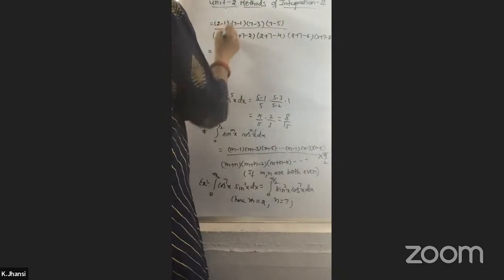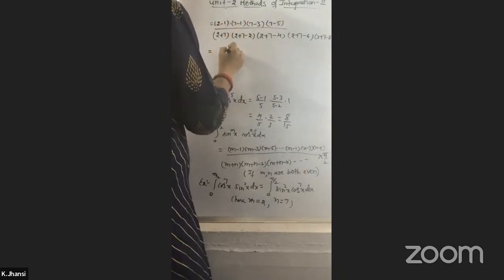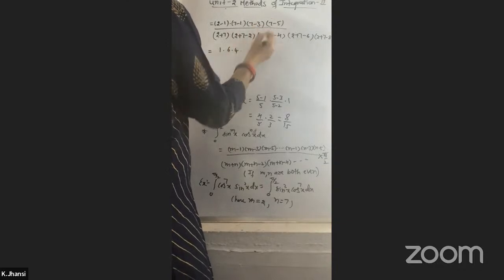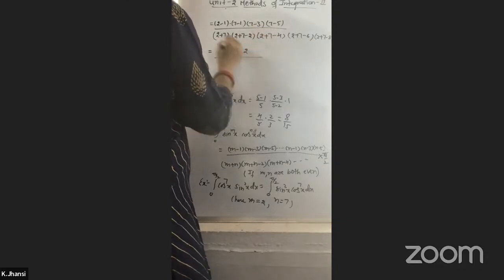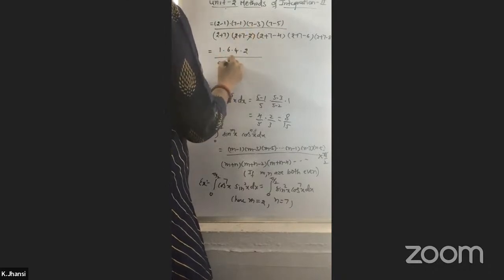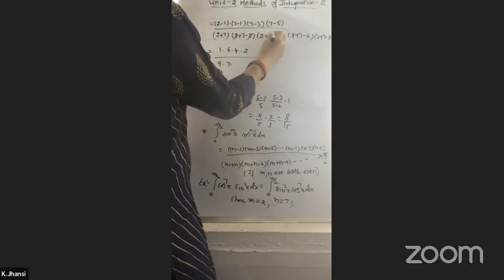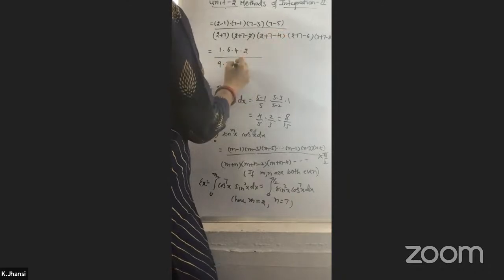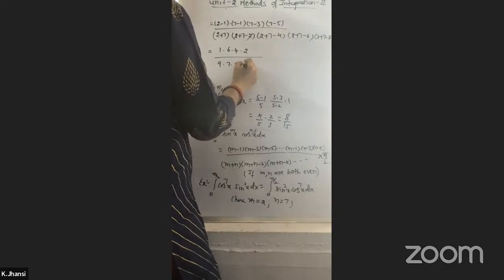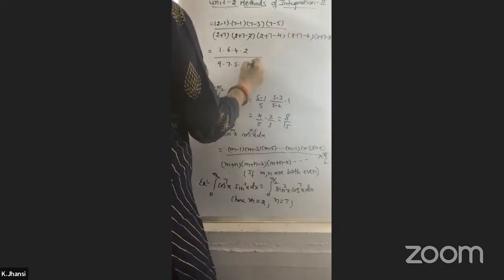So if you simplify this one, 2 minus 1 is 1. 7 minus 1 is 6. 7 minus 3 is 4. 7 minus 5 is 2. Divided by 2 plus 7 is 9. This 2 will get cancelled, means 7 you will get. And 2 minus 2 means 5. And here it is 1, it is 3. Next you will get it as 1.